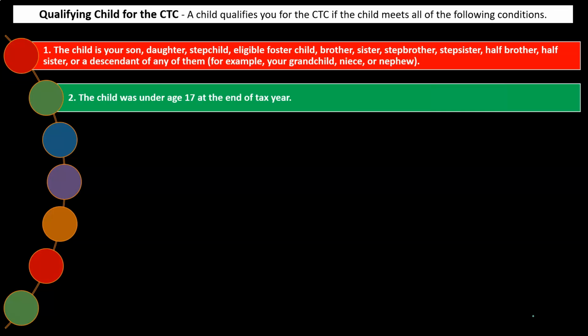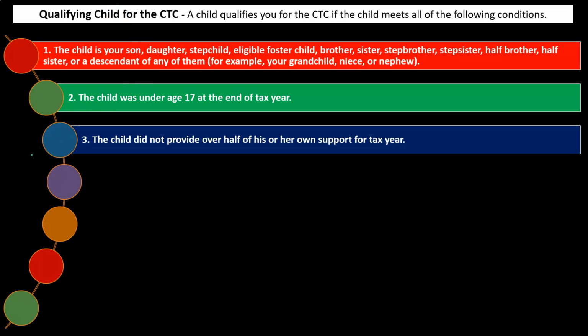And two, the child was under age 17 at the end of the tax year. Remember that this 17 is applicable specifically to whether they are going to be a qualifying child for the child tax credit. It's not whether or not they're going to be a dependent at all. So you could have other age limits such as 19, or if they're a student up to like 24 or something like that. This 17 then isn't the determining factor as to whether they're going to be a dependent. It's a determining factor as to whether they qualify as a qualifying child with regards to the child tax credit.